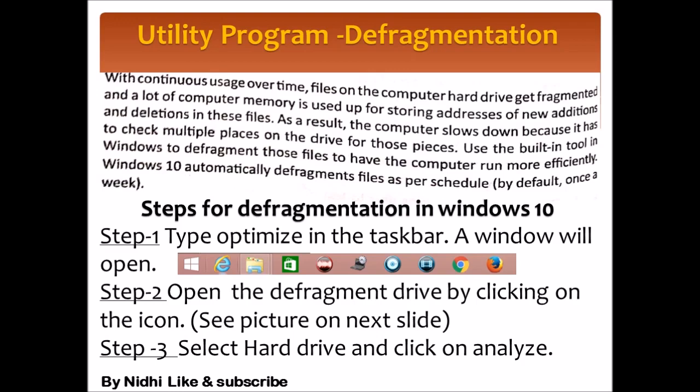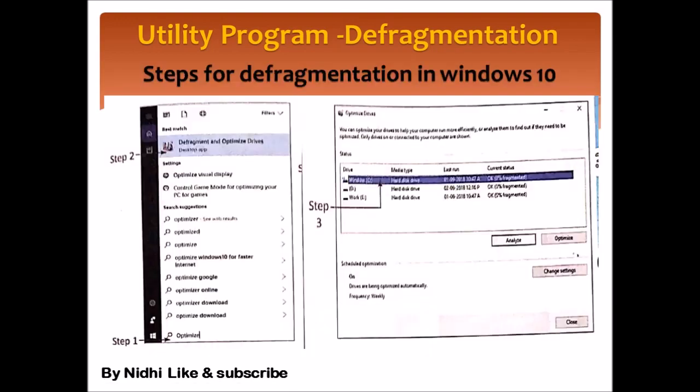So here steps are given that we can follow for defragmentation in Windows 10. Step 1 is type optimize in the taskbar. Here the taskbar is given; in this taskbar, you have to type the word optimize. Open defragment and optimize drives by clicking on the icon you can see in the picture, and then you have to select the drive and click on analyze. So see, the steps are given: first, type optimize; then click on defragment and optimize drives; third, select the drive; and then click on analyze.